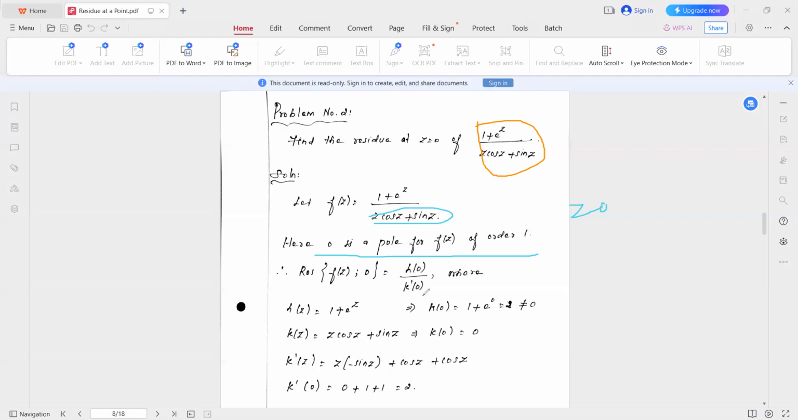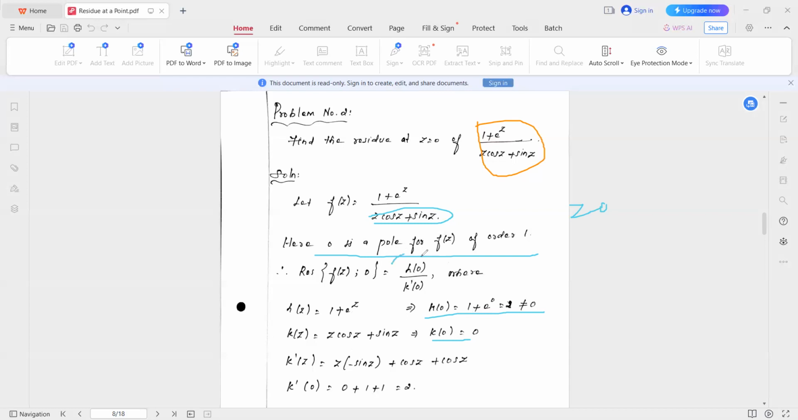Therefore, residue of f of z at the point 0 is equal to h of 0 by k dash of 0, where h of z is the terms in the numerator and k of z is the terms in the denominator. So h of z equals 1 plus e power z and k of z is equal to z cos z plus sin z. What are the things we need to check? h of 0 should not be equal to 0 and k of 0 must be 0. First let us find h of 0. h of 0 is equal to 1 plus e power 0, e power 0 is 1, so it is equal to 2, not equal to 0. k of 0, clearly, is equal to 0.